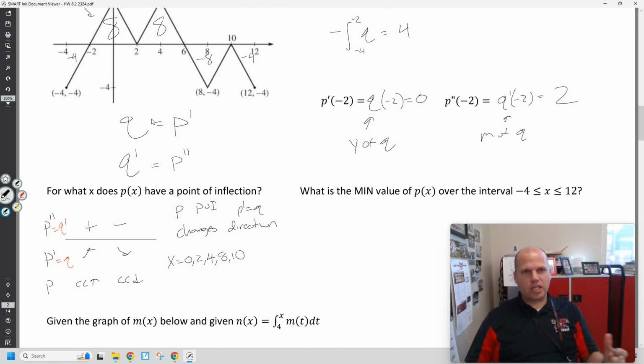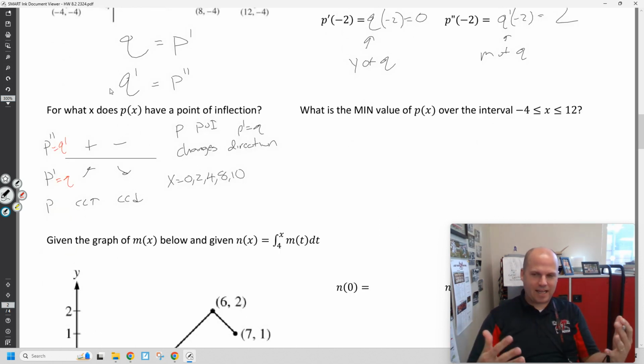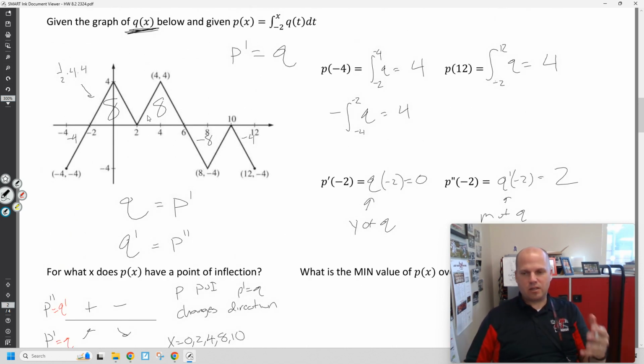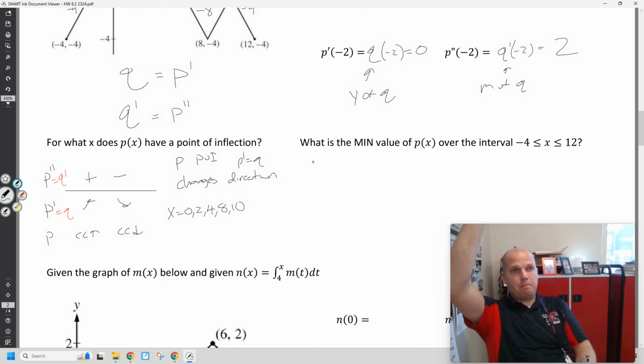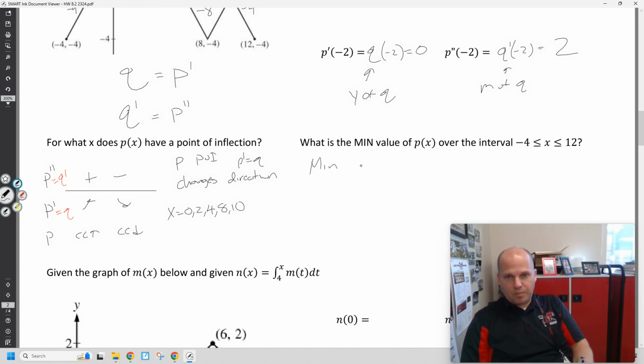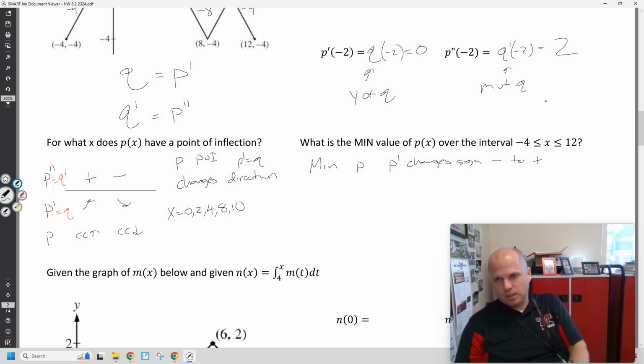But it's not clear because we have multiple sign changes. Because we have this 0 and that 0, our endpoints could be in play. I can kind of figure out by looking at it, oh, I'm going to be increasing more than I decrease. This is going to be the winner. Instead, if you're not sure, you can always go to a min of P when P prime changes sign from negative to positive. That eliminates you having to check all candidates or an endpoint.